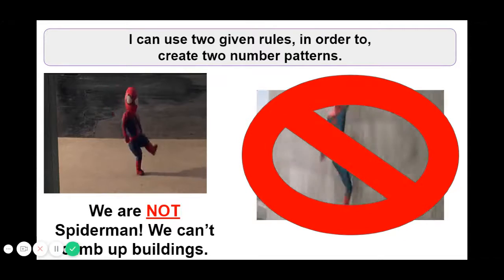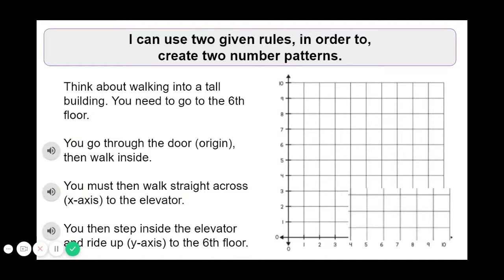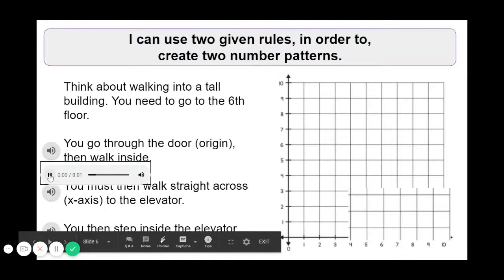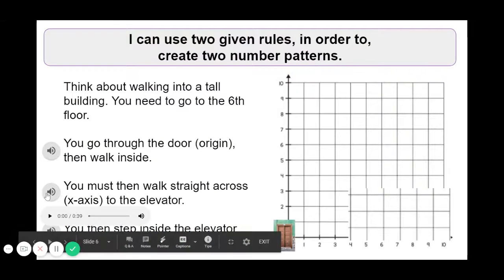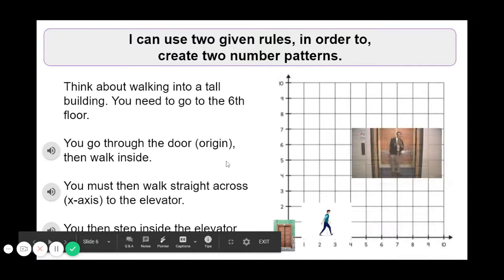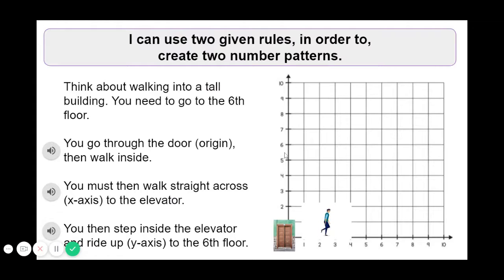So we have 3 words to help remind us how to plot a point. If you remember, we first have to go through the door. That is our origin. We then have to walk straight across the floor of our x-axis. And then we have to get on the elevator to go up our y-axis. So we have those 3 words, door, floor, and elevator, to help us remember how to plot our points.